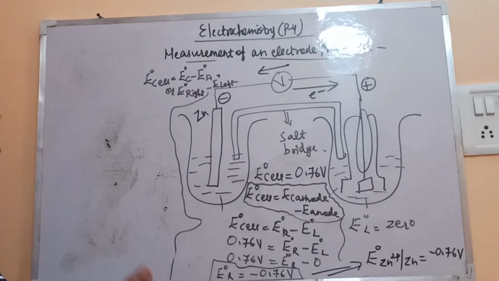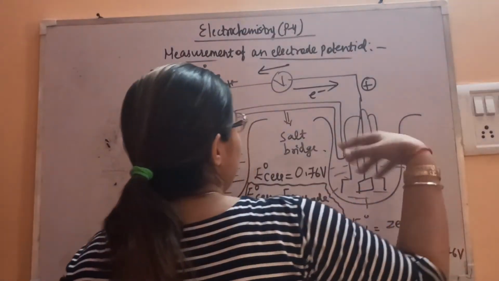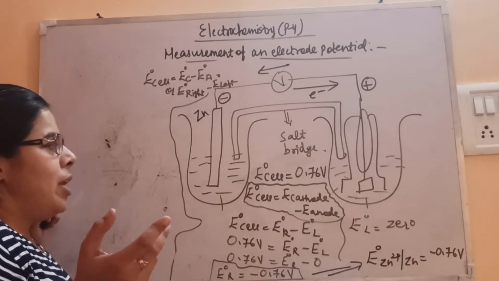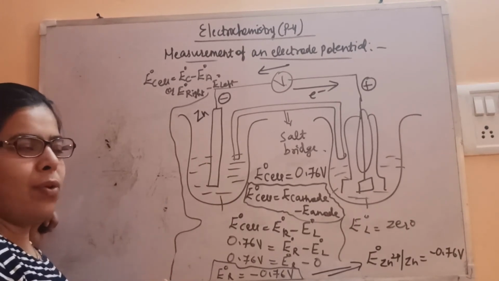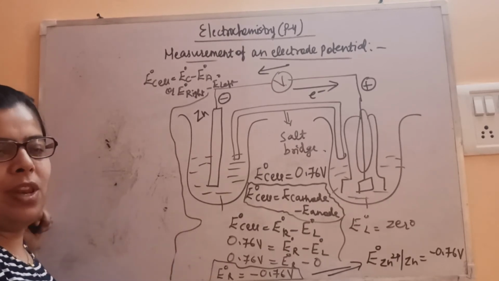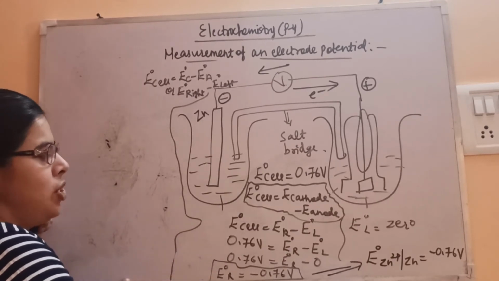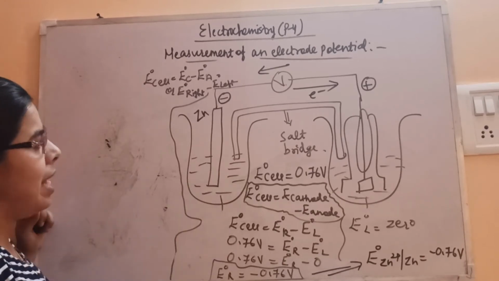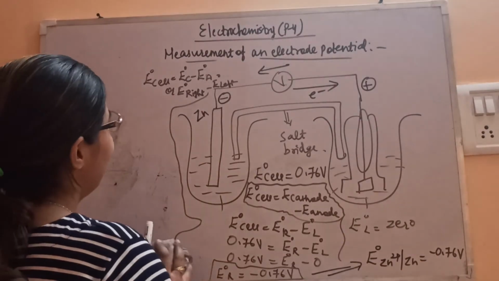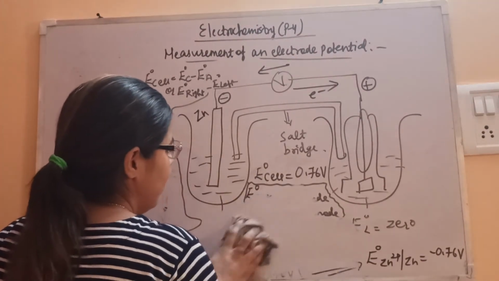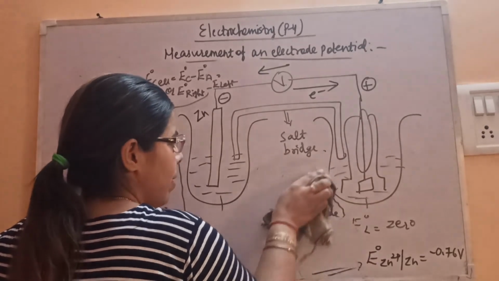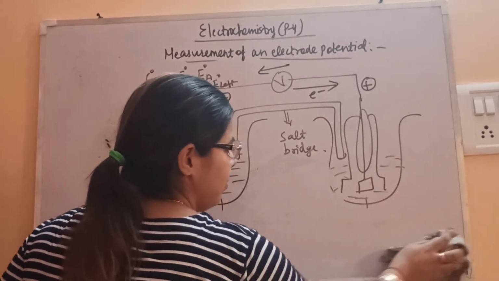Now let's change the setup. Let's take one more example. Similarly, the electrode potential of all the other electrodes has been calculated experimentally with the help of this method, by setting up the electrode potential. Now let's see how you will represent this cell, and then instead of zinc we'll take copper.